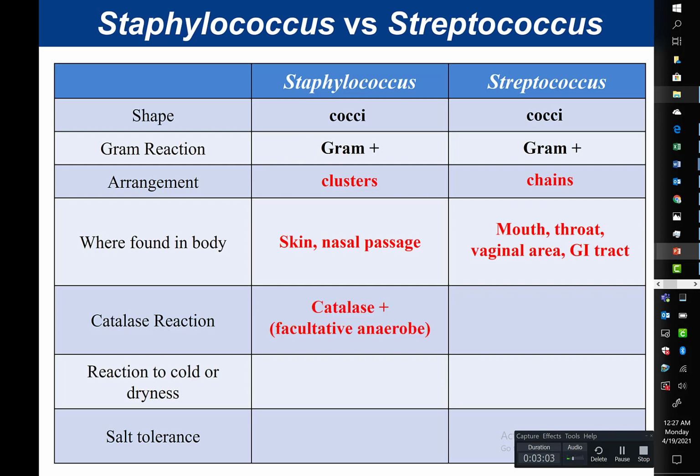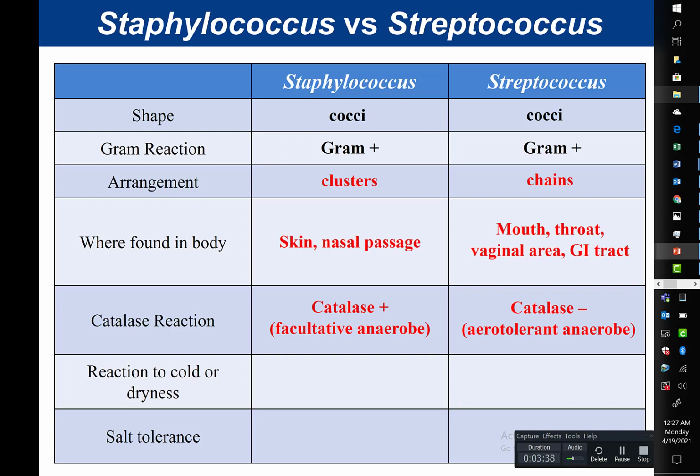So for Staphylococcus, they are going to be catalase positive. And that's because these are facultative anaerobes. Remember, that means that they grow with or without oxygen, but grow better with oxygen. And that's because they actually use oxygen as their final electron acceptor. So because they use O2 as their final electron acceptor, they must have catalase. So they are catalase positive. Streptococcus, on the other hand, is catalase negative.